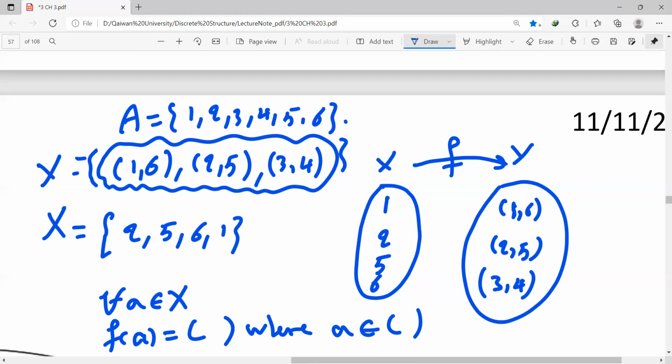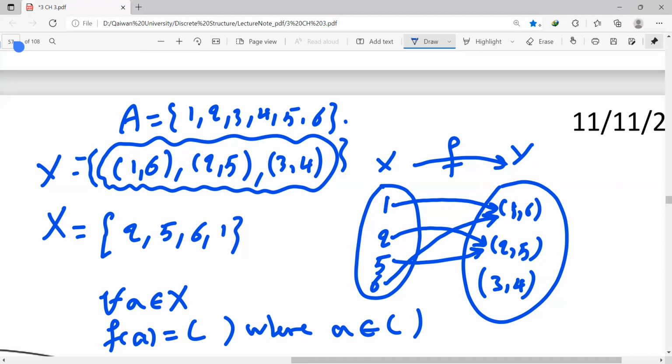Okay, so what's the image of 1? It is 1 and 6. Why? Because 1 belongs to {1, 6}. What's the image of 2? {2, 5}. What's the image of 5? It's still {2, 5}. What's the image of 6? {1, 6}. Okay, so here this is the function.